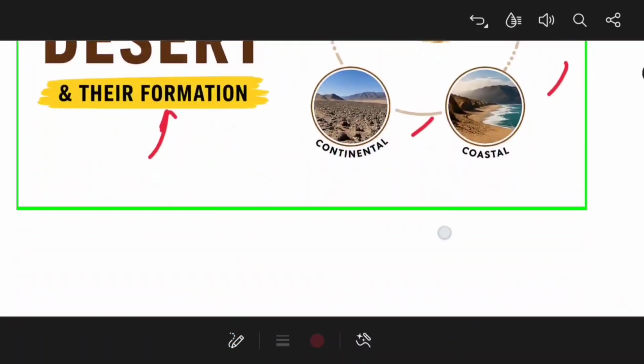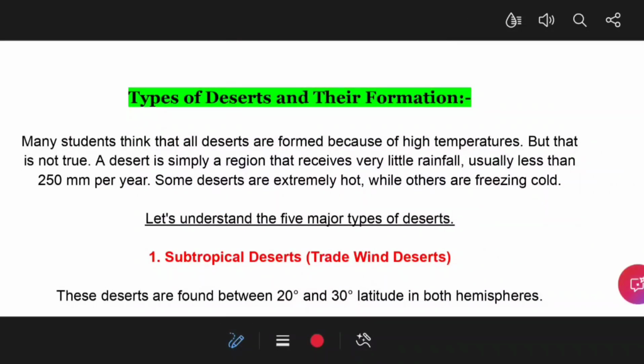So first of all, we should know what a desert actually is. A desert is an area that receives less rainfall, right? If a certain area receives very little rainfall, then there will be an arid condition, and that's how deserts are formed. But why do they receive less rainfall? There are various factors, and we are going to discuss those factors in this video, because each type of desert has different factors that form it.